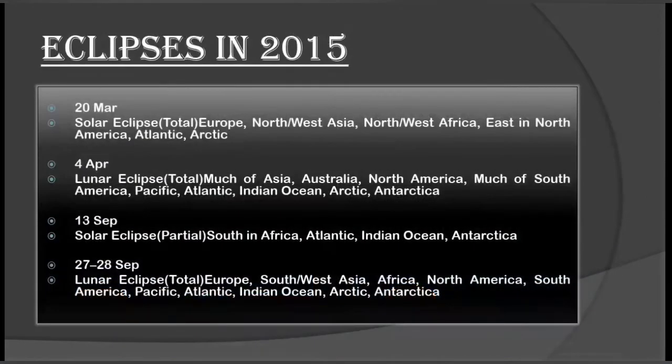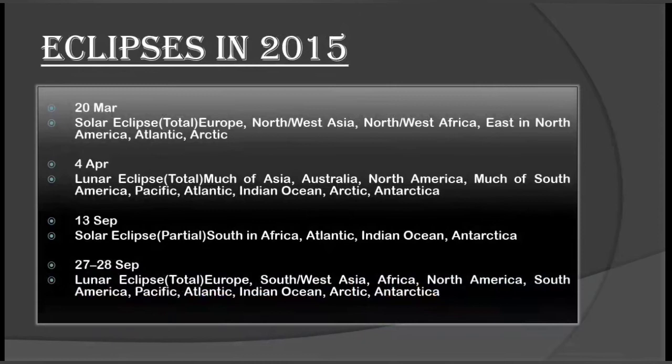Next is eclipse in 2015. So this is the first 5 years thing. So eclipse 20 March. So what will happen on this date? Solar eclipse total Europe. So it was a total solar eclipse in Europe, Northwest Asia, Northwest Africa, East and North America, and Arctic. So in these places, some will be in umbra region, some will be in penumbra region. So there will be a difference. Umbra will have a total thing, but penumbra region will have a little faded one, but will have a solar eclipse.